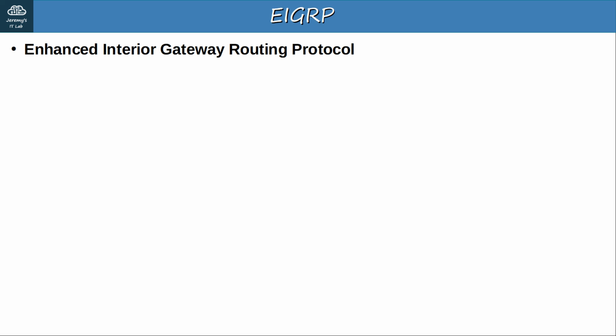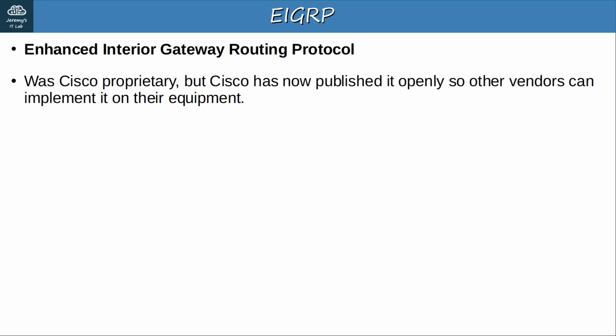Let's move on to EIGRP. You'll see a lot of things are similar to RIP. EIGRP stands for Enhanced Interior Gateway Routing Protocol. It is an improved version of the older IGRP, Interior Gateway Routing Protocol. EIGRP was Cisco proprietary, but Cisco has now published it openly, so other vendors can implement it on their equipment. However, my understanding is that Cisco didn't open up the entire protocol. Parts of it remain Cisco proprietary, and I don't think many vendors have bothered implementing EIGRP. So practically speaking, it's still considered a Cisco-only protocol.